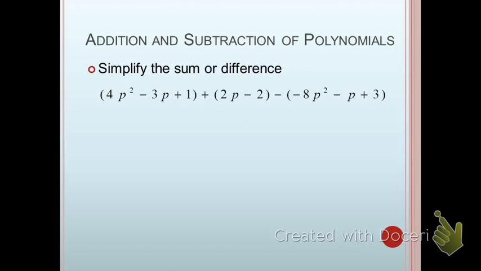In our third example, notice the first two polynomials are being added together, but then we need to subtract the third one.